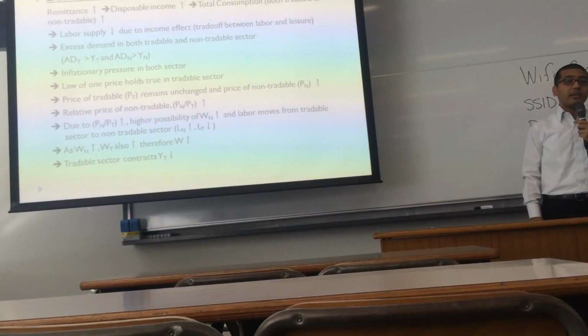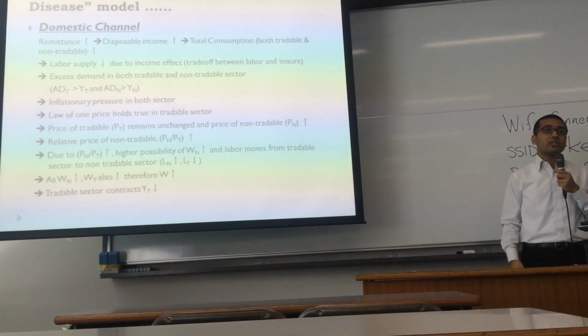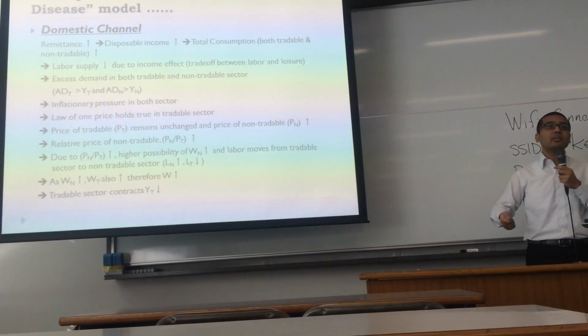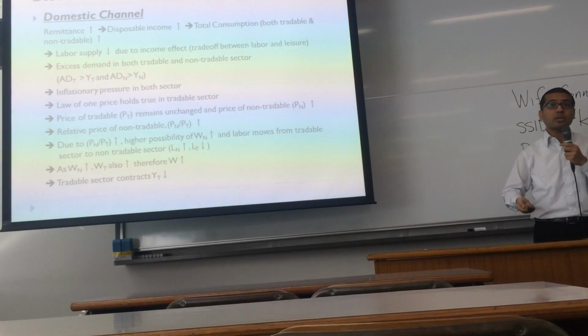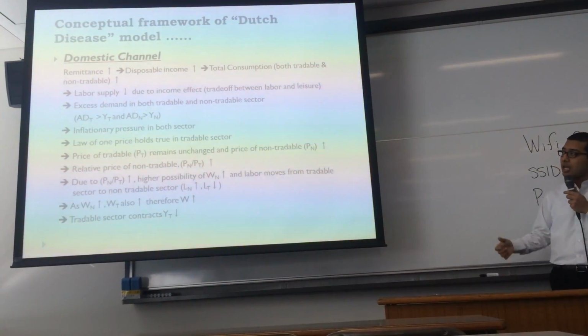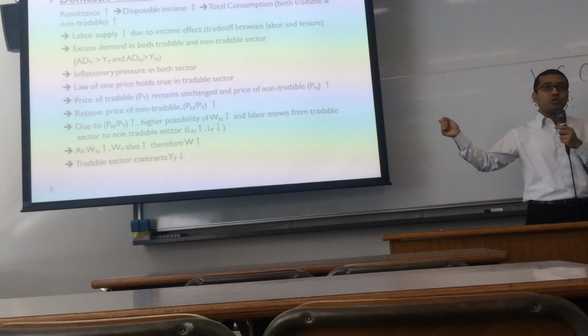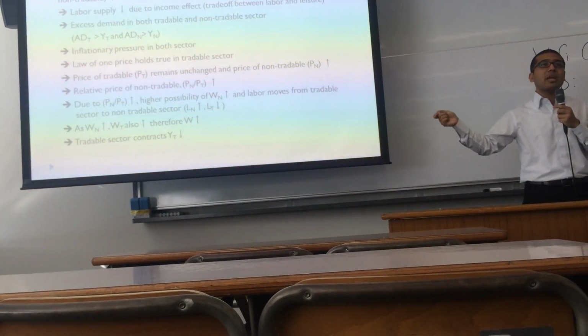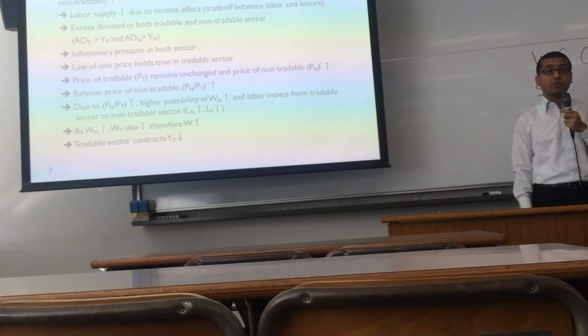In that case, the relative price of the non-tradable sector increases. So it's more profitable to produce more non-tradable goods. So the demand for resources increases. Here, I choose labor as the main resource for producing the non-tradable goods.